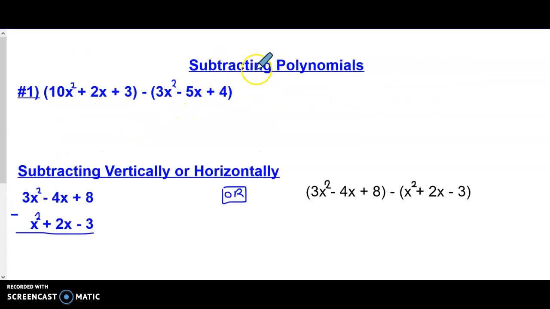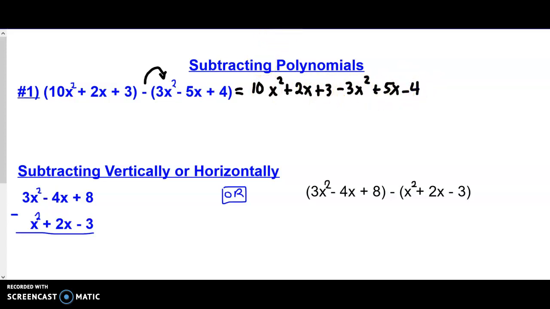So in the first example, I'm subtracting. Now be very careful with subtraction because this negative will affect everything in the second polynomial. So you're better off to distribute the negative first and then start adding them. And negative times a positive is negative, so switch all the signs. That's what it means. And negative times a negative is positive. And a negative times a positive is negative 4.